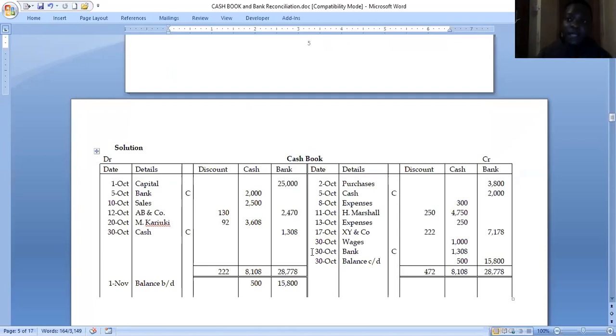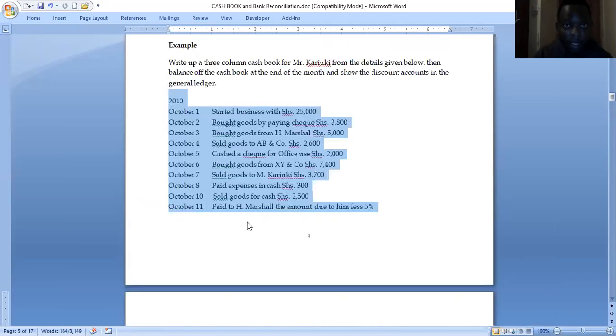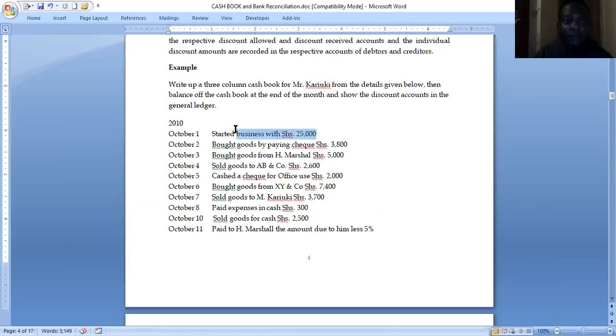That is a debit side and the credit side. So we begin with the first transaction. Started business with 25,000 shillings.